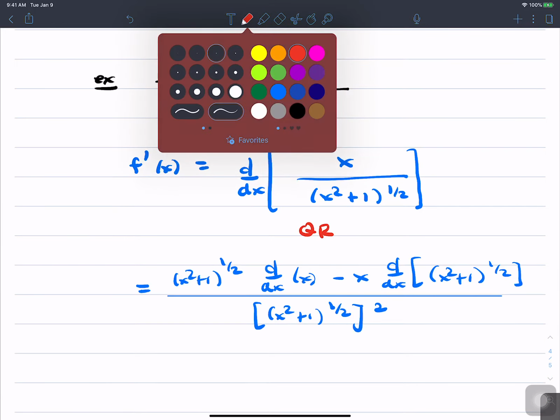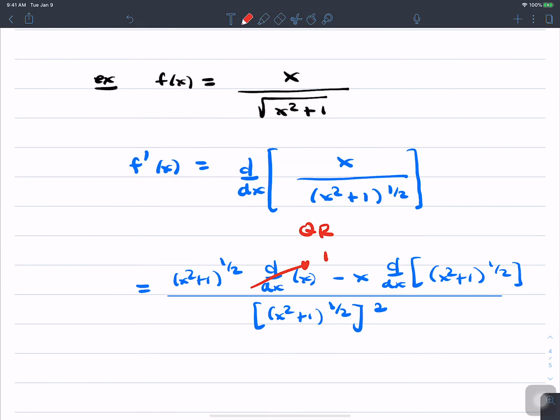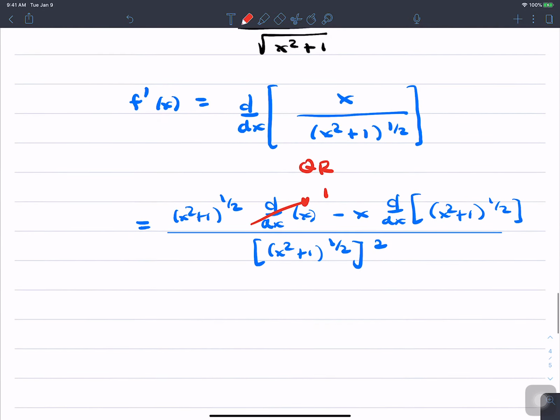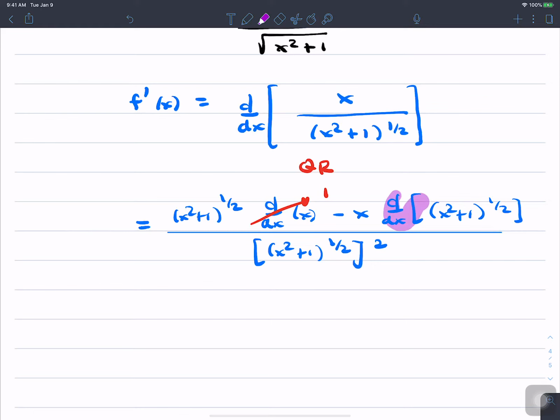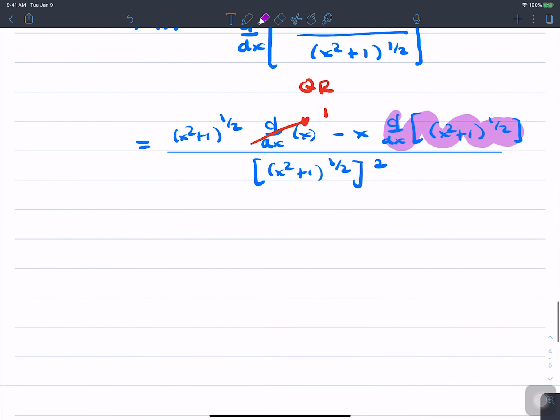So let's do some derivatives here. Derivative of x is 1, and I'm going to focus on this one over here. I'm going to color that purple here, right? Okay, so let's actually focus on that since I'm out of space. Maybe I could cut and move.